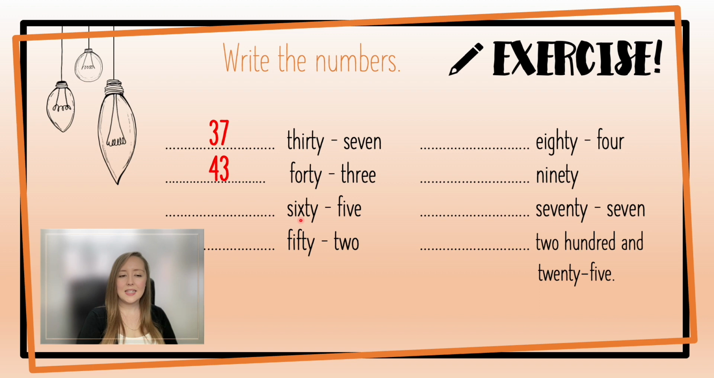65. Okay, can you write down the number? Good. Did you get it right? We have the 6 from 60 and 5. 65. Good, well done. Let's go to the next one.